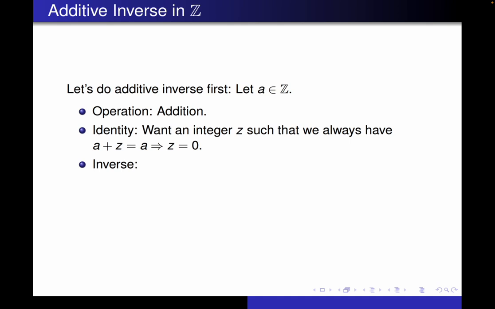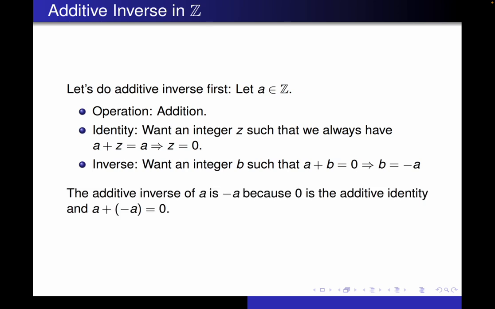If we're talking about inverse, we want an integer b such that when we start with our given integer a, adding b to it takes us back to 0. And of course, that's just negative a. So the additive inverse of a is negative a because of two things. First of all, 0 is the additive identity. And when we add a and negative a, we get the additive identity 0.